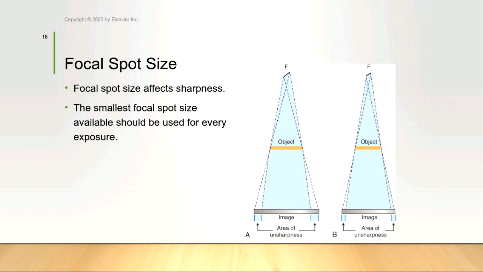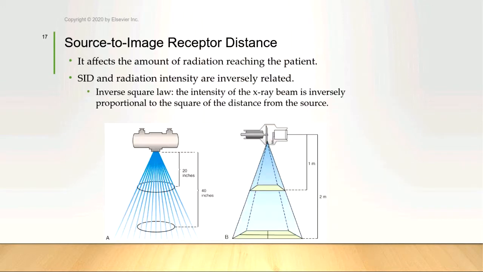And they show you this, where the object is, and when you've got a larger focal spot, you have room for more unsharpness, so you have lower spatial resolution. And with a small focal spot, you have less unsharpness, so you have higher spatial resolution. And that image is actually on page 137.